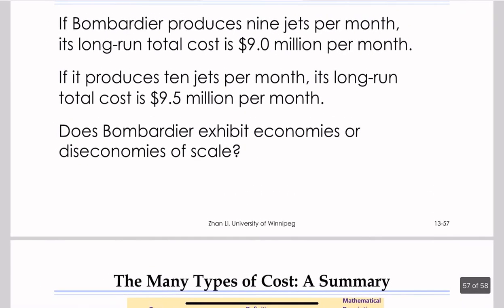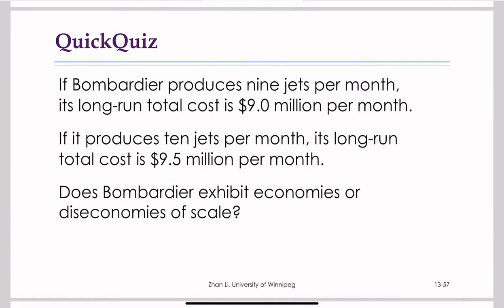Now let's look at this quick quiz here. So if Bombardier produces 9 jets per month, its long-run total cost is $9 million per month. And if it produces 10 jets per month, its long-run total cost would be $9.5 million per month. Does Bombardier exhibit economies or diseconomies of scale?